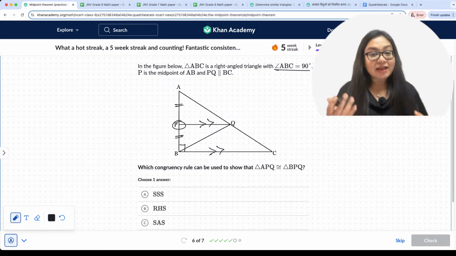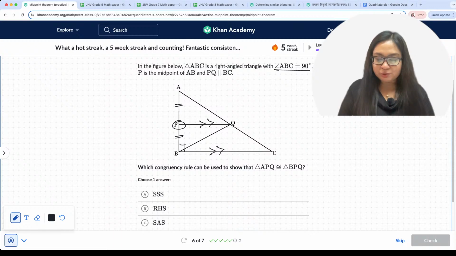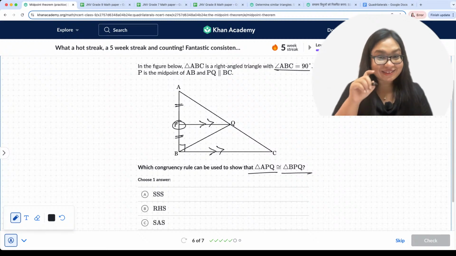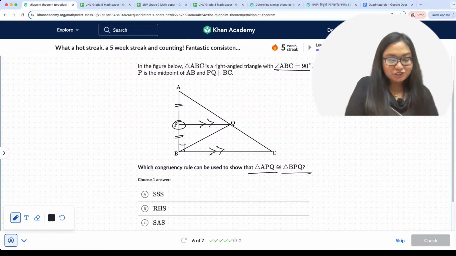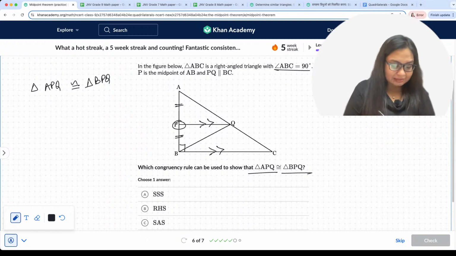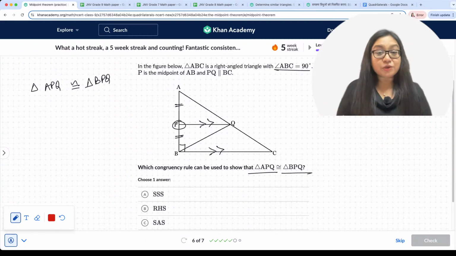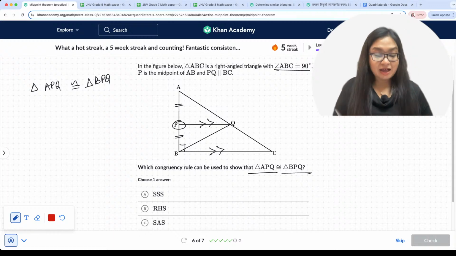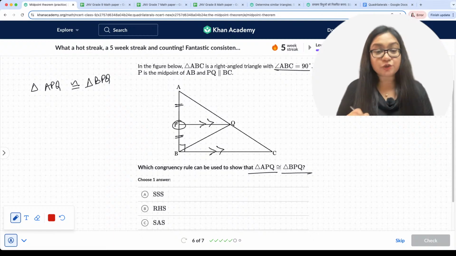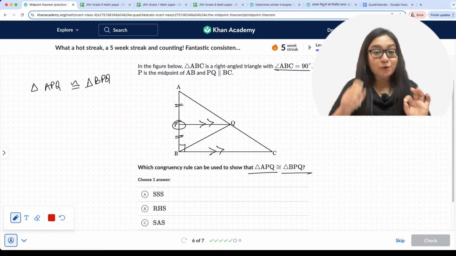Now we go ahead and check which congruency rule can be used to show that triangle APQ is congruent to triangle BPQ. So we saw this a little while ago, right? What did we see? We proved triangles APQ and BPQ congruent. How did we do that? We took the fact that, here we go, since we have P as midpoint of AB and PQ is parallel to BC, what can we say?